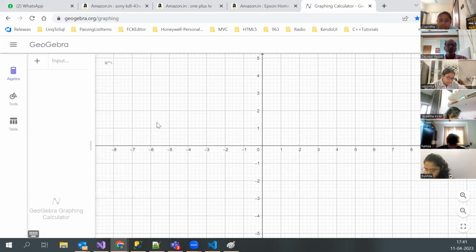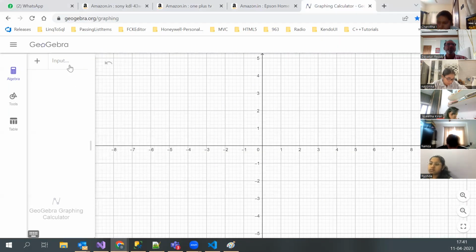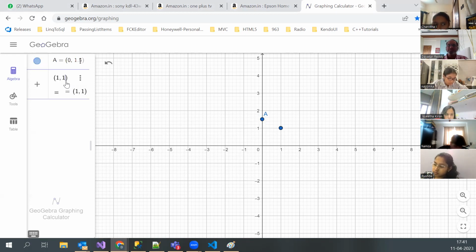Now we need to plot the graph. The first one, 0, 1.5. The point is 0, 1.5. For me, it is easy. X value 0 means obviously it is on the y-axis. This is 1.5. Next one, 1, 1. X value is 1, y value is 1. It comes over here.